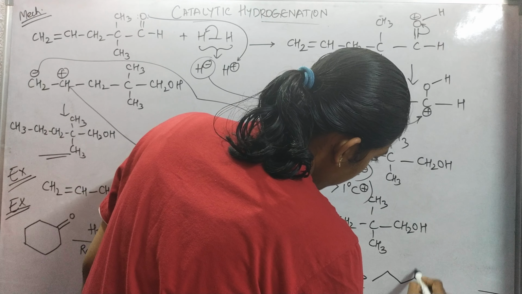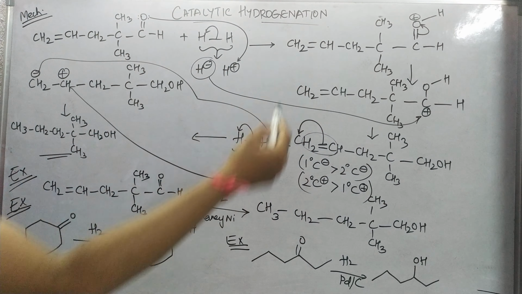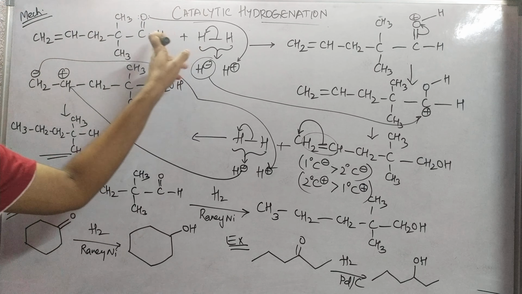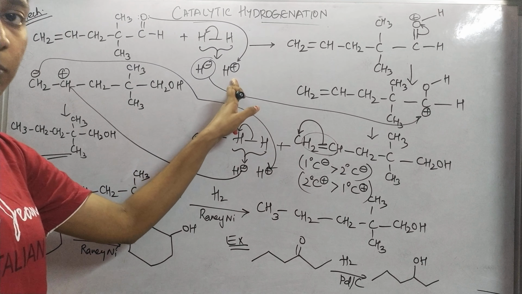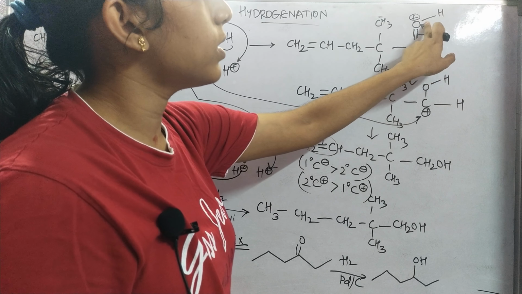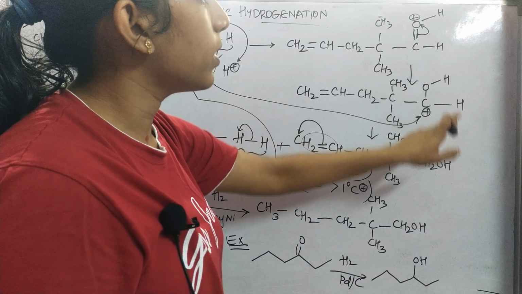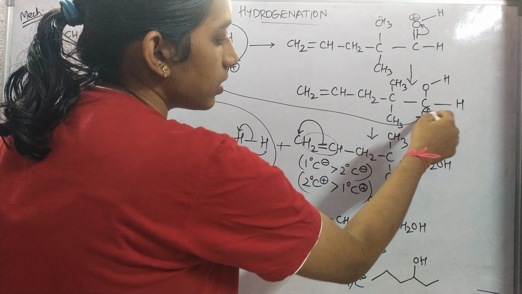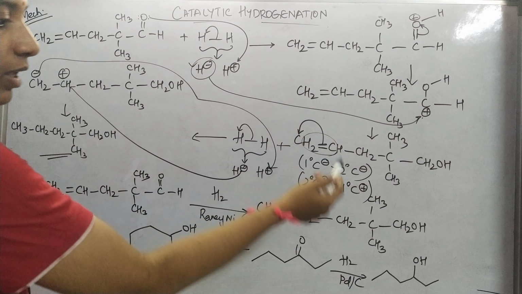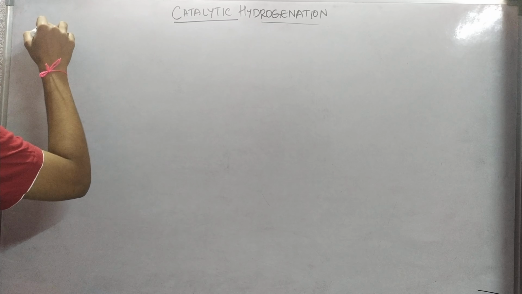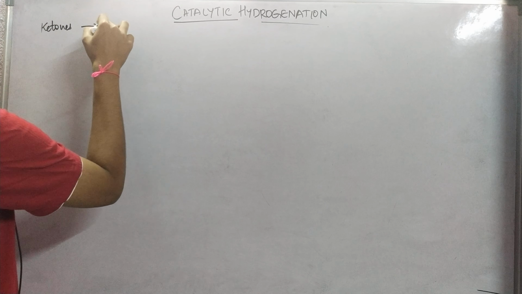it will form alcohol. The same mechanism we have to follow till here, where oxygen will share its lone pair of electrons with the positively charged hydrogen. It will form 3 bonds, gets a positive charge, will take the double bond from carbon and this carbon will get a positive charge. The remaining H minus will come and attack this positively charged carbon, giving us alcohol. The same mechanism we have to follow for these two examples. So till now we have seen that ketones are reduced to alcohols.